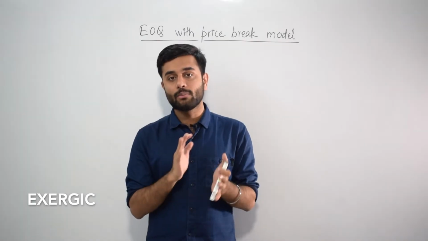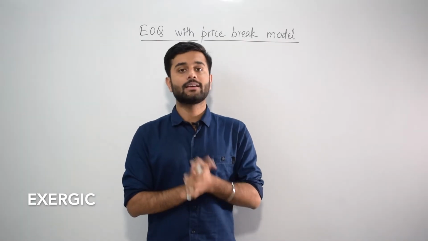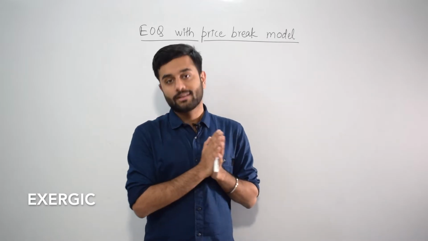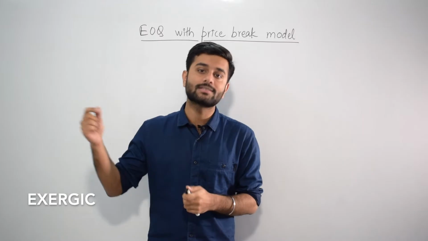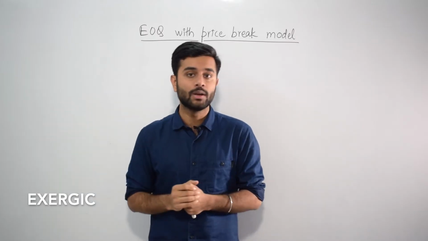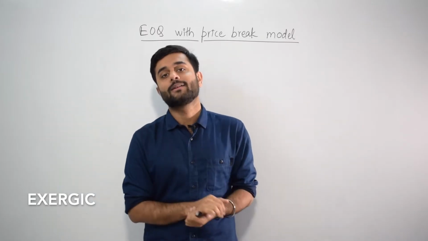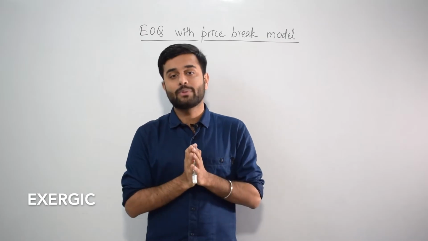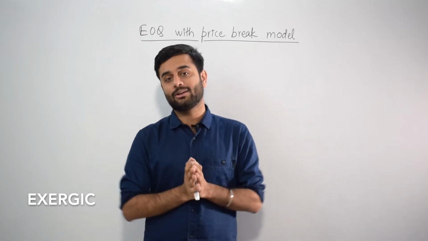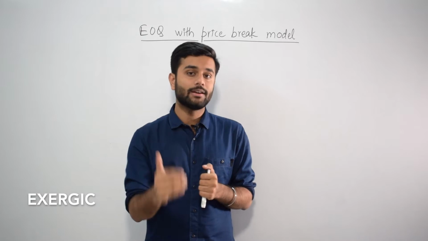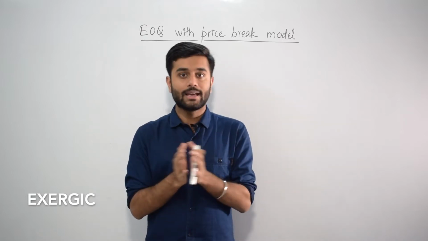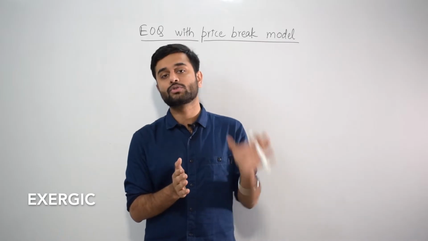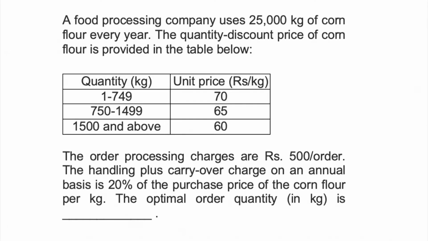Now the next inventory model that we have to study is the EOQ model with price break. EOQ model means the same EOQ, the Wilson model that we studied, the very first model that we studied, with price break. Now what is a price break? How does it affect the overall calculation, and how do we actually solve a question with price break? That we are going to study first, and then after that we are going to solve this previous year question to enhance our understanding of this topic.